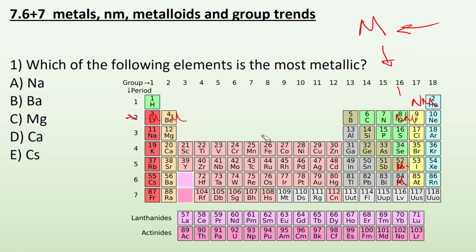So which elements do we have to pick from? Well, we got sodium, barium, magnesium, calcium, and cesium. So of the options, the most metallic would definitely be cesium.